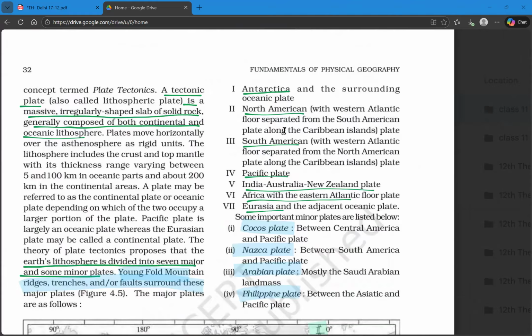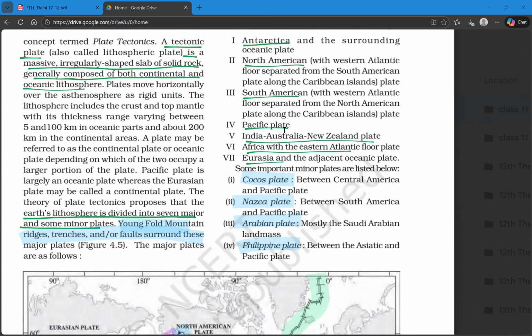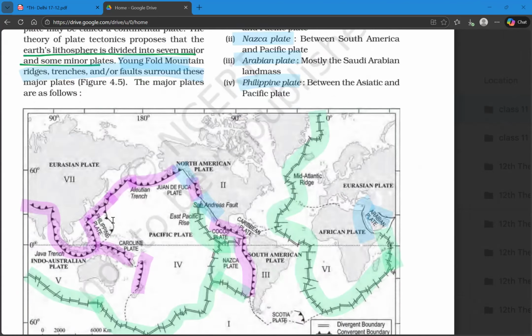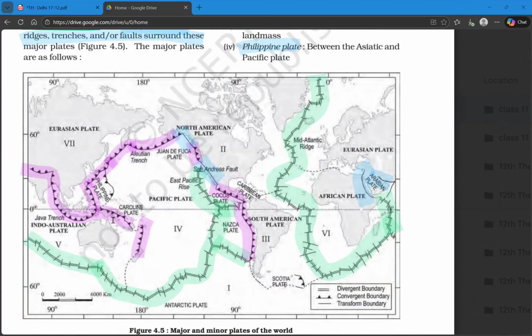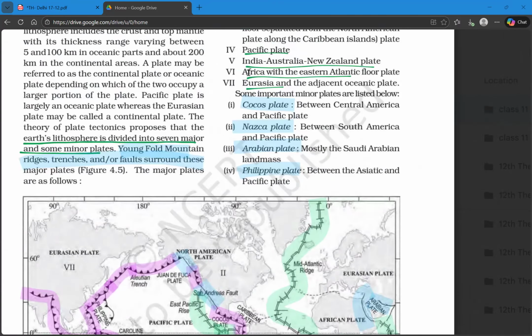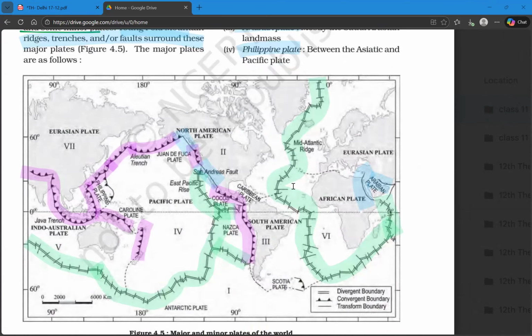The fourth one is the Pacific plate. And the fifth one is the India, Australia, New Zealand plate. What is that? We'll see. Here, if you see, this is the India, Australia, New Zealand plate. So it comprises the Indian subcontinent, Australia, and also the surrounding Indian Ocean waters. And the next one is Africa with Eastern Atlantic floor plate. So this is the African plate along with the Eastern Atlantic floor plate. This is the African plate.